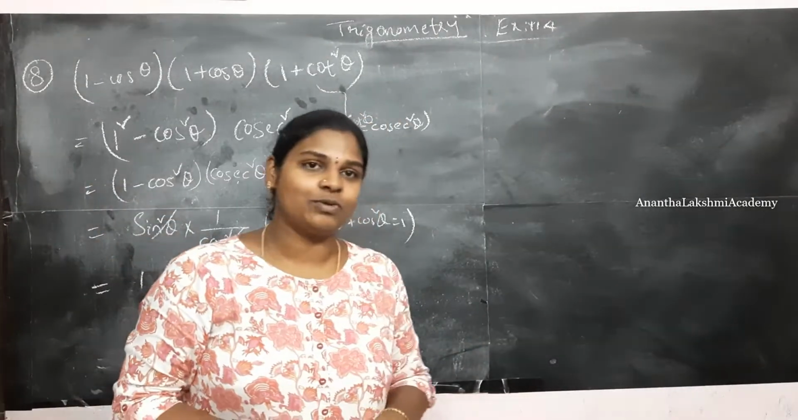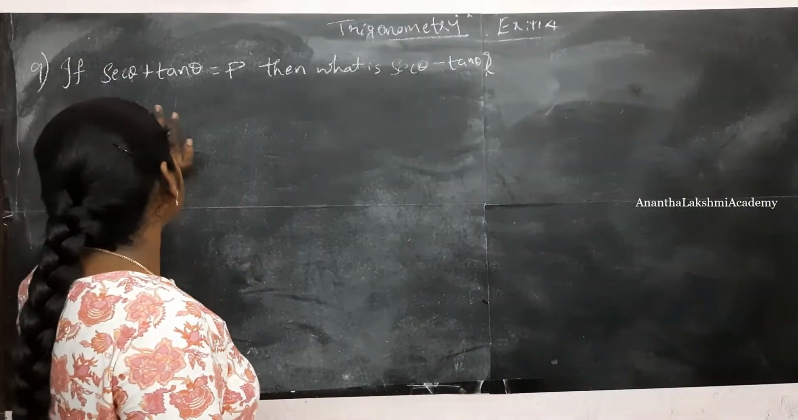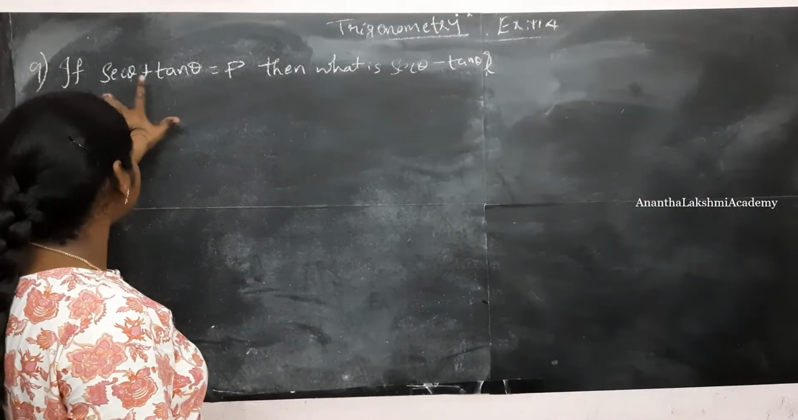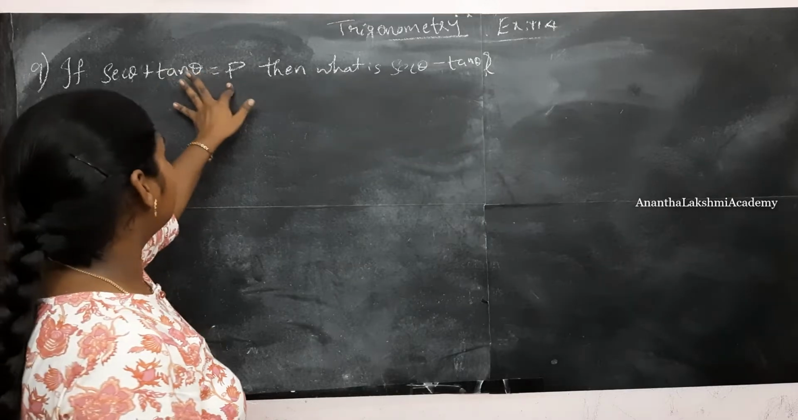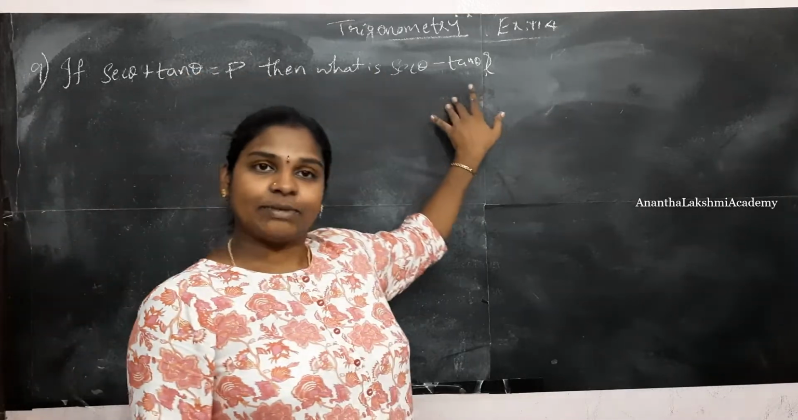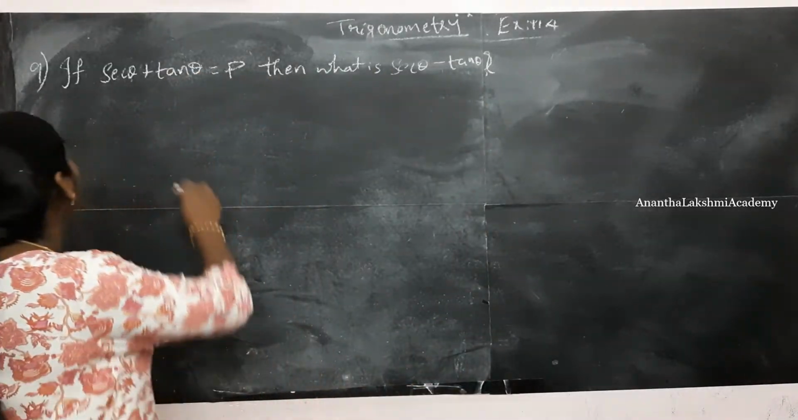Let's go to problem number 9. For the 9th problem, we have secant theta plus tan theta is equal to P. Then what is secant theta minus tan theta? Alright.